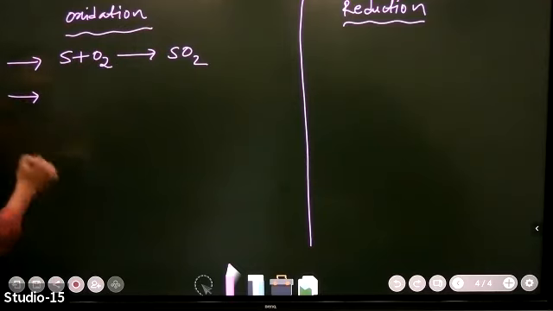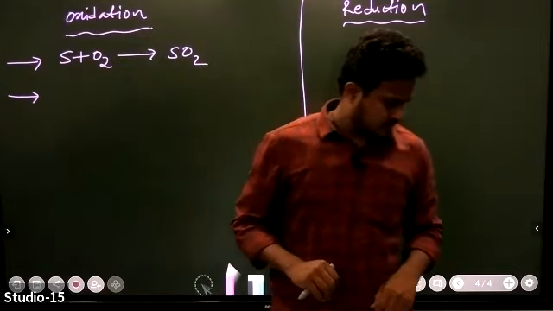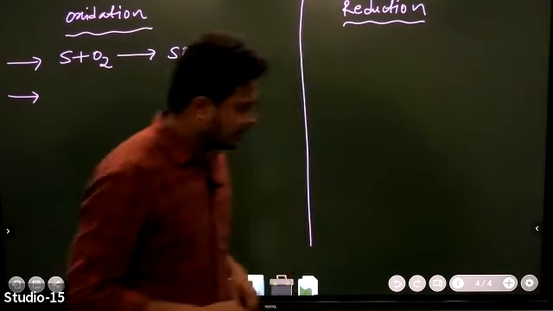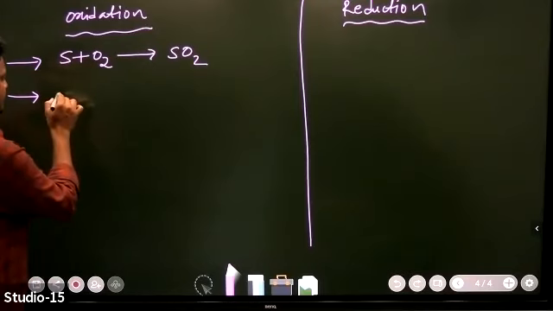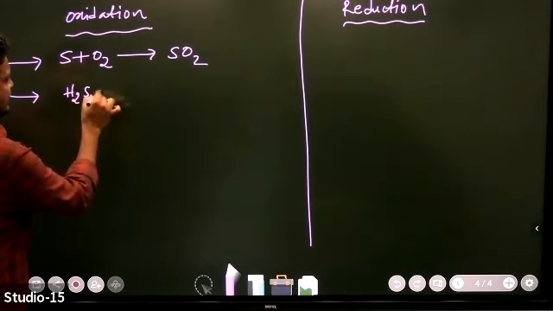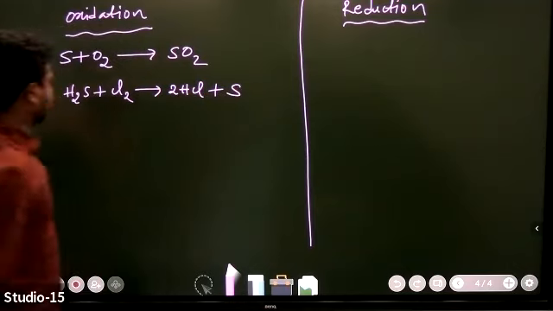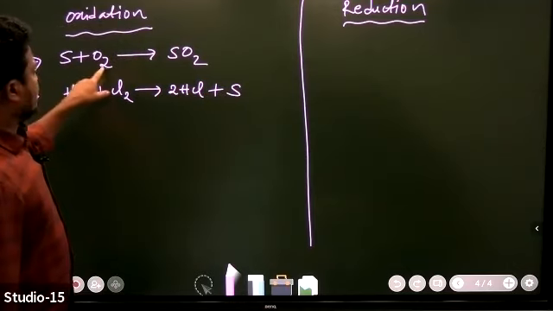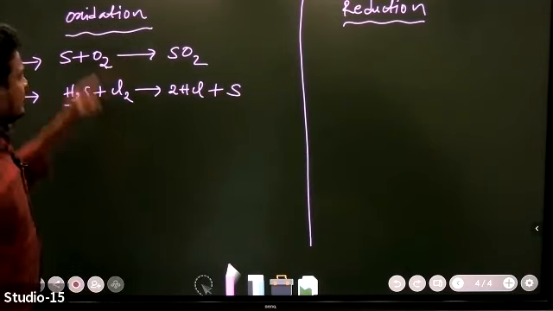Next one, removal of hydrogen is also called oxidation. H2S plus Cl2 gives 2HCl plus sulfur. Addition of oxygen is also called oxidation, and removal of hydrogen is also called oxidation.